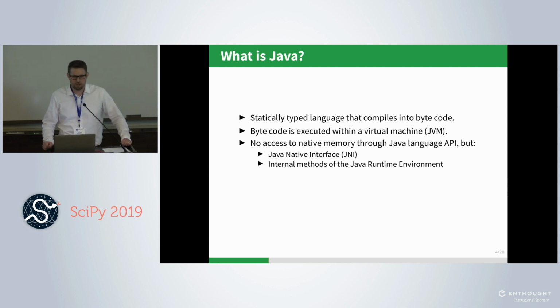There are workarounds. For example, you could use the Java Native Interface to implement something in C and then provide that to your Java runtime. Or you can use internal methods of the Java runtime environment that are not part of the language specification. So hypothetically, they could be removed at any time, but it's been very stable, so that's good. But these options are usually a little more cumbersome, more work, and people who use Java don't have to use C and don't have to worry about native memory.